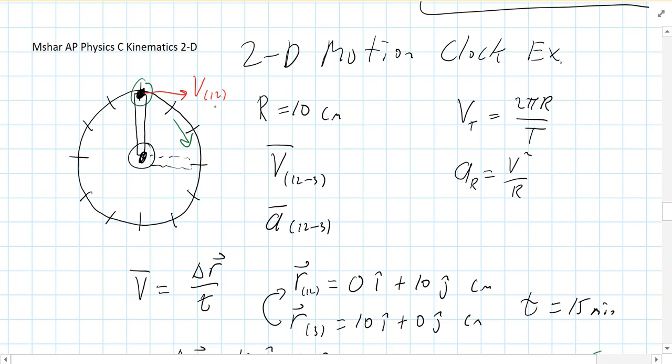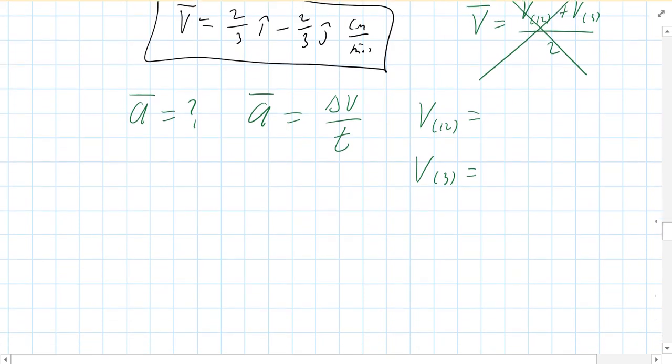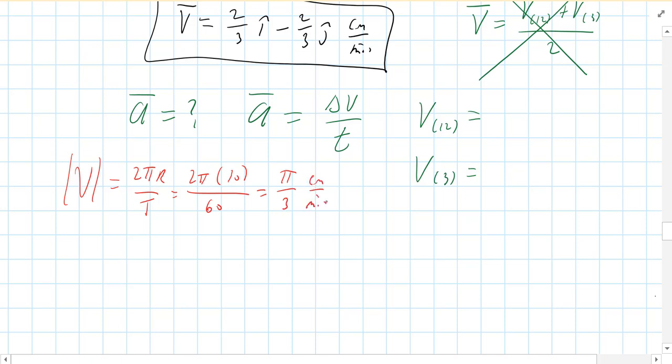What is that? Well, here I have to use my V equals 2 pi r over t equation. So off to the side here, the magnitude of the velocity at any moment is 2 pi r over t, which is 2 pi times the radius, 10 centimeters. How long does it take the minute hand to do a complete lap? Well, that's 60 minutes, okay? So your velocity is 20 pi over 60, or pi over 3 centimeters per minute. Okay, so that's the magnitude of velocity. By the way, that's about 1 centimeter per minute, which if you think of a regular clock in a classroom, the tip of the minute hand moves about a centimeter a minute if you were watching.